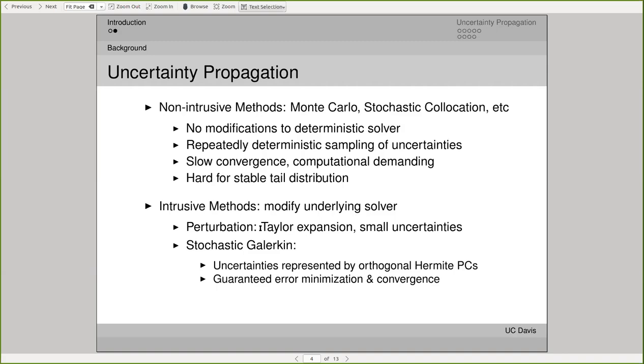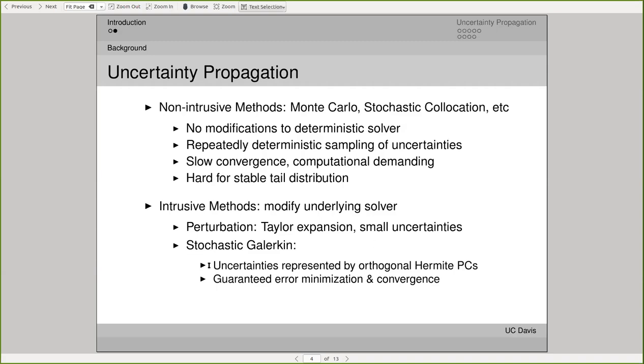And for the intrusive method, for example, we have the perturbation approach and the stochastic Galerkin approach. The perturbation approach is essentially based on a Taylor expansion of your uncertainties in the probabilistic space. However, it only works for very small uncertainties because of the nature of the Taylor expansion. It will become very inaccurate when you have a large coefficient of variance in your uncertainties.